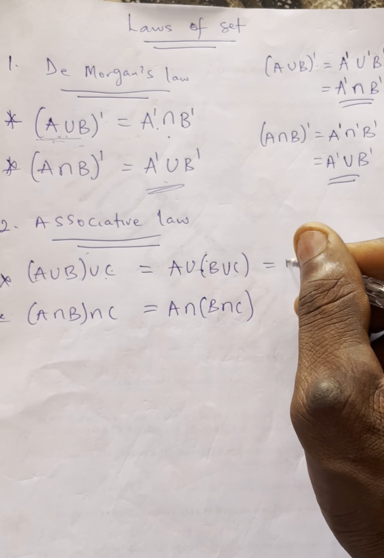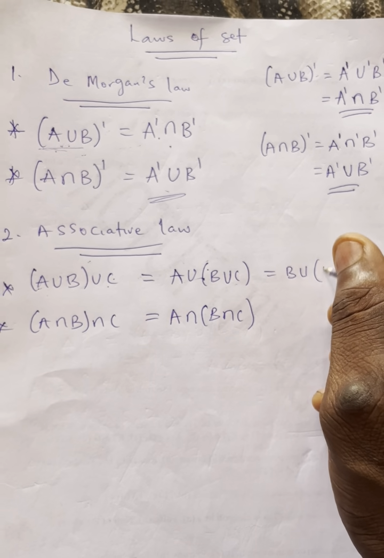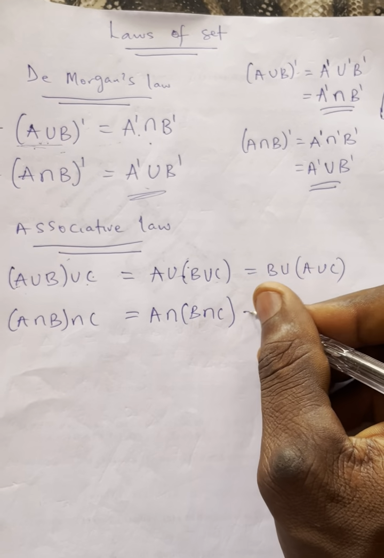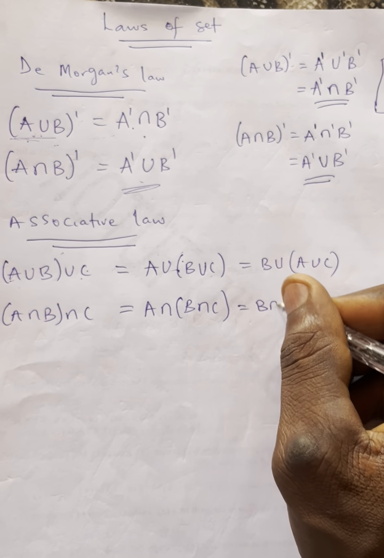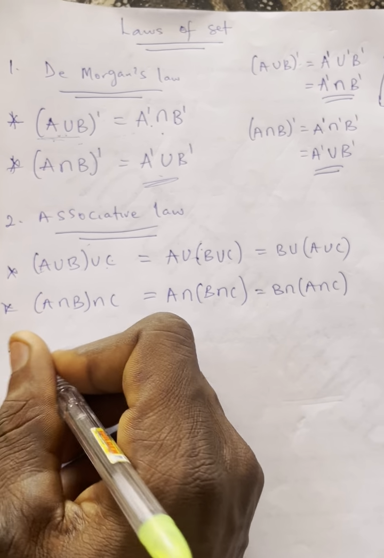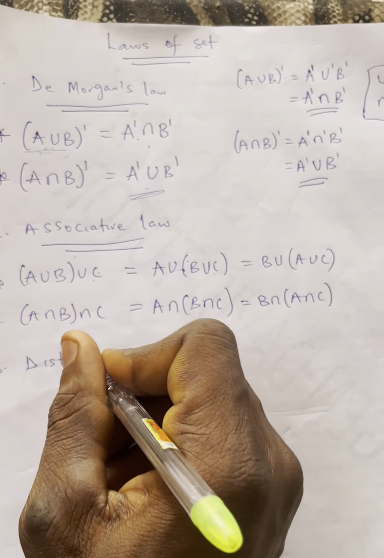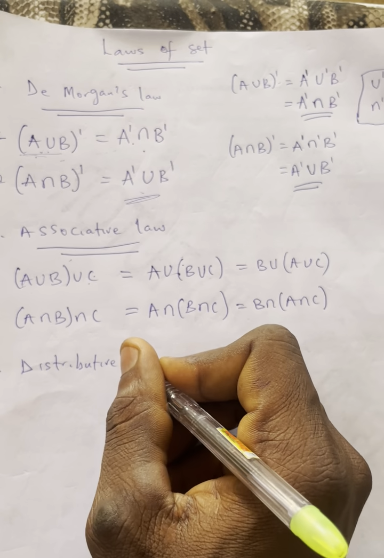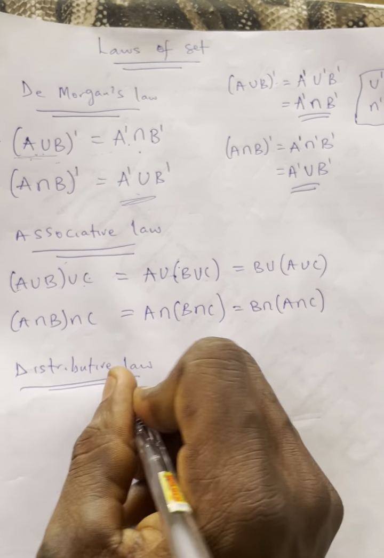Even I can have it to become B union into brackets A union C, it is the same thing. Even this place I can have it to be B intersection A intersection C. So that is associative law. Now the third one is distributive law. Now distributive law is the opposite of associative law.